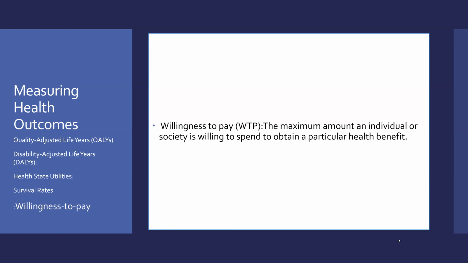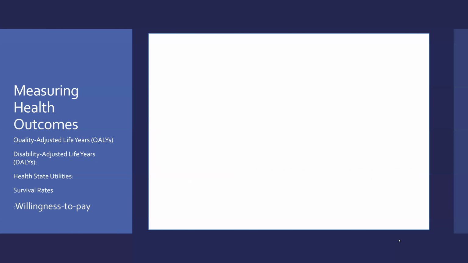Now the last concept is willingness to pay. Once we value the cost and have seen if it is effective, it all comes down to willingness to pay. Willingness to pay is how much society or a person is willing to pay for a particular intervention. So these are how you measure the health outcomes.